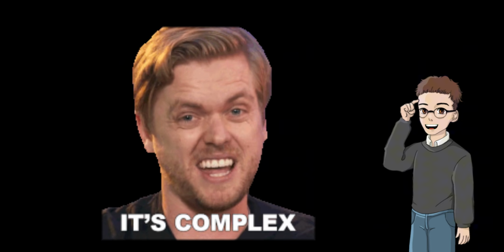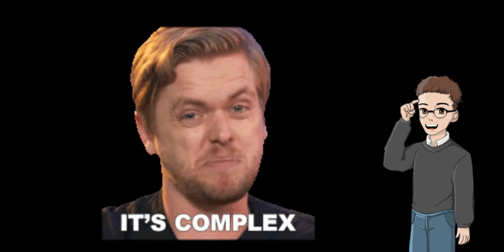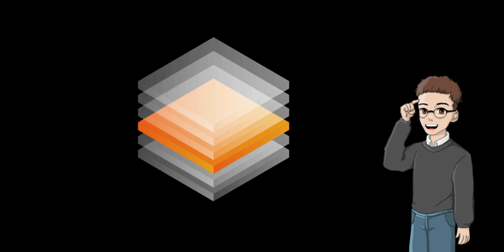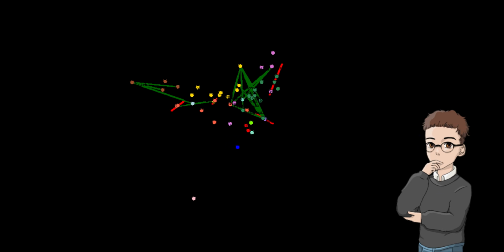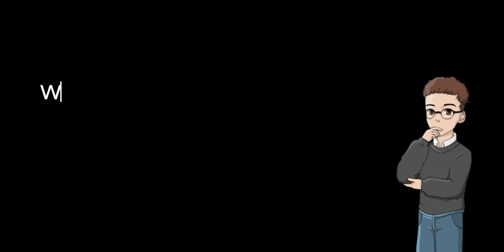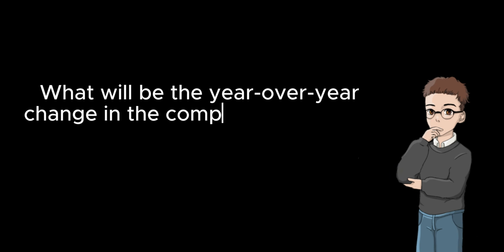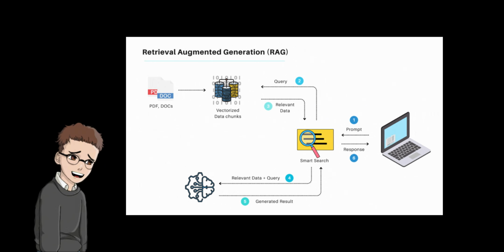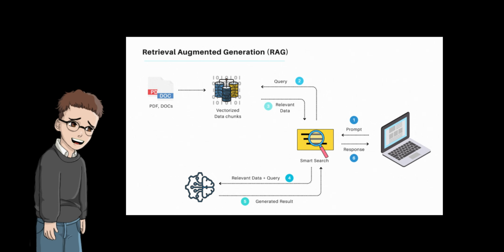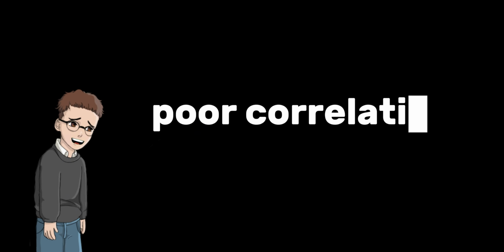This solution is simple and effective, but the problem is also obvious. When the problem becomes complex, spans multiple pages, or even involves multiple layers of logic, vector similarity retrieval often goes in the wrong direction. For example, you asked, what will be the year-over-year change in the company's cash flow from operating activities in 2023? A traditional RAG might find a bunch of paragraphs containing cash flow but miss key context: operating activities versus investing activities, 2023 versus 2022. The result? High similarity, but poor correlation.